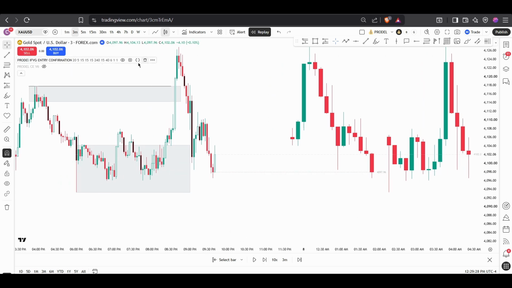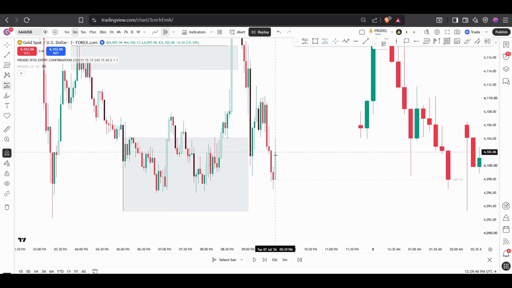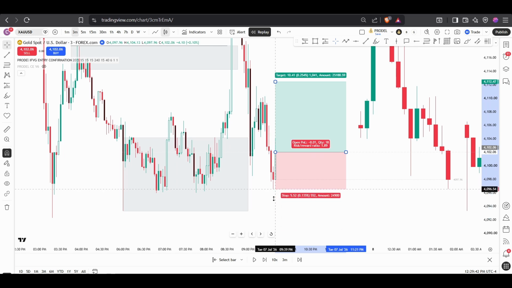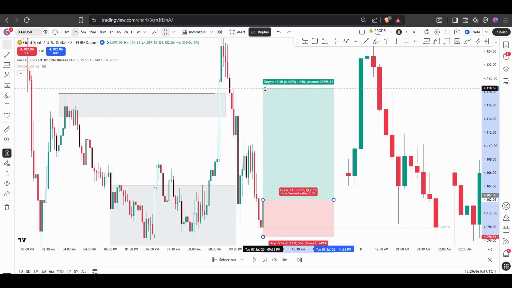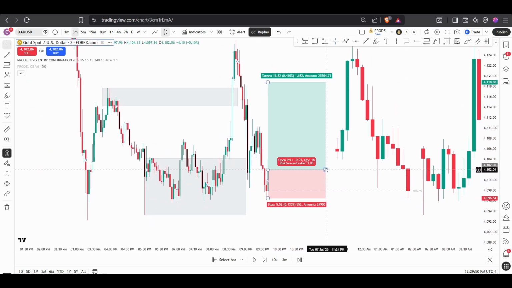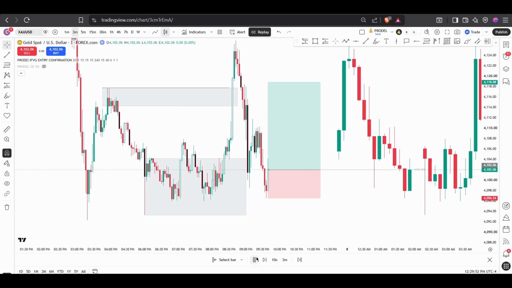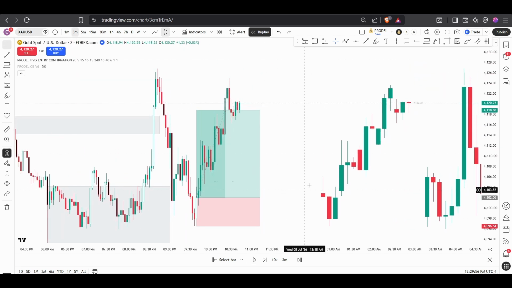You can see this is the entry confirmation that I use. Currently I am using the inverse fair value gap entry confirmation. You can directly source it from TradingView. Let's take the trade here. You can see there is the inverse fair value gap here, and let's target 1:3 RR. Let's see. It was like this, and it hit the 1:3 RR.